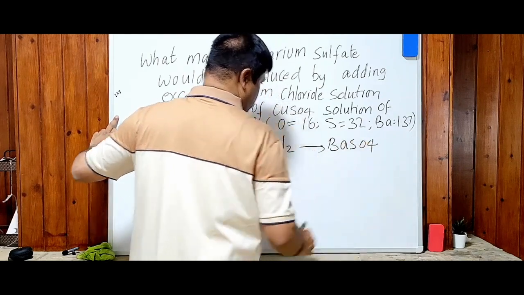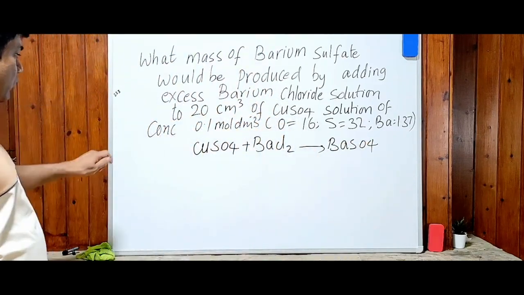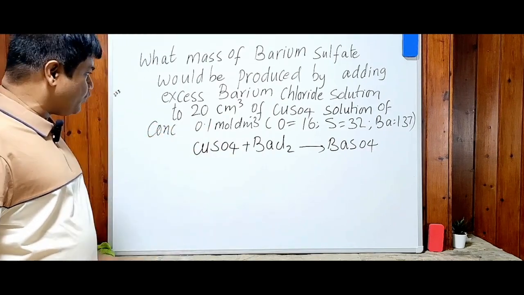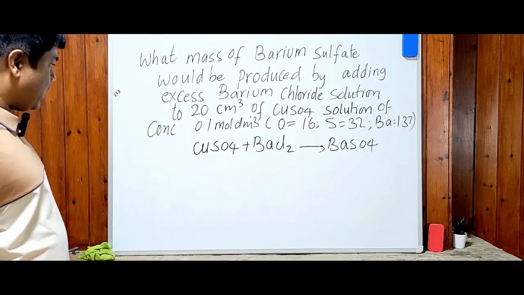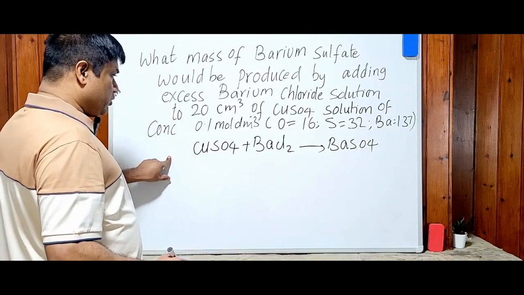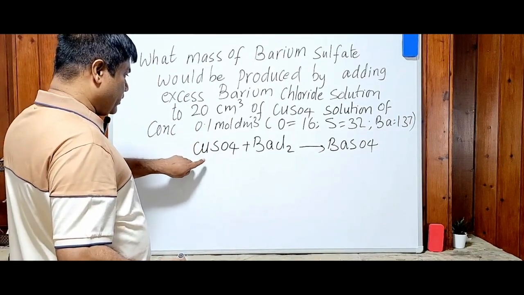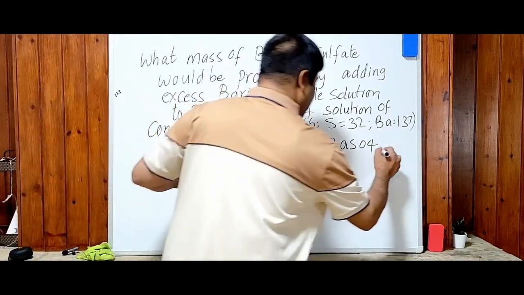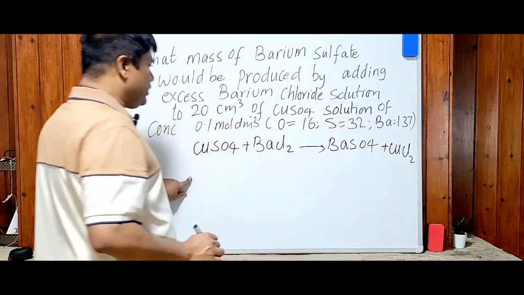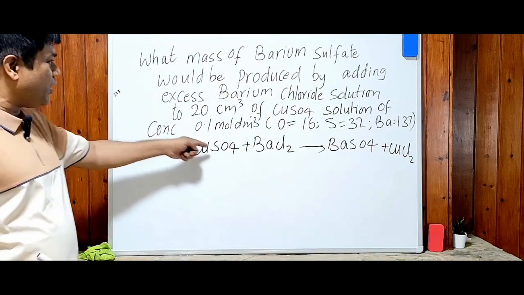BaSO4. Look at, it's all one reactant to form one product. Barium sulfate, we are getting barium sulfate, what else we are getting? Copper chloride, CuCl2. Okay, a theoretical ratio is 1:1:1.